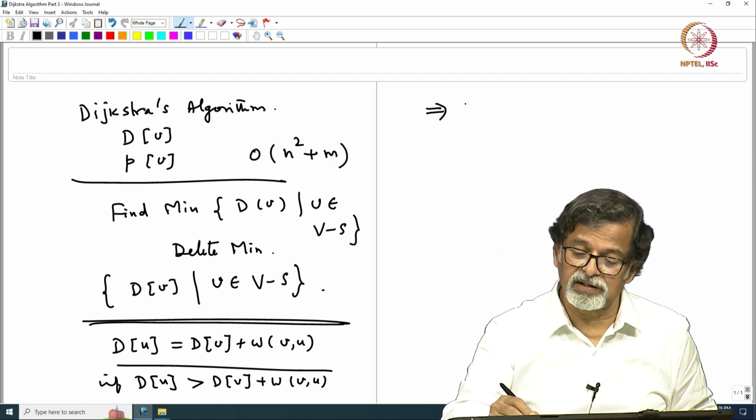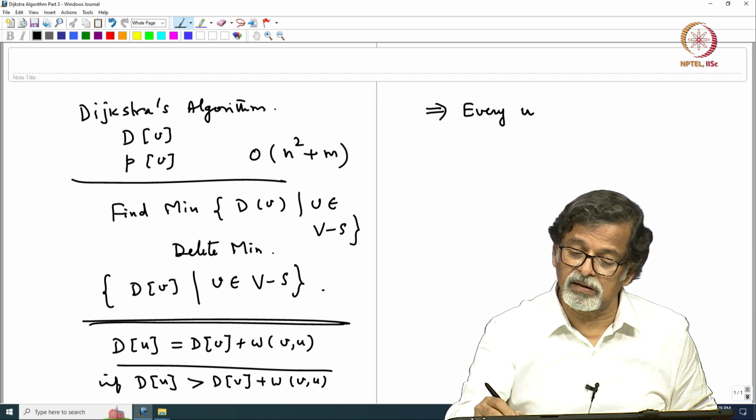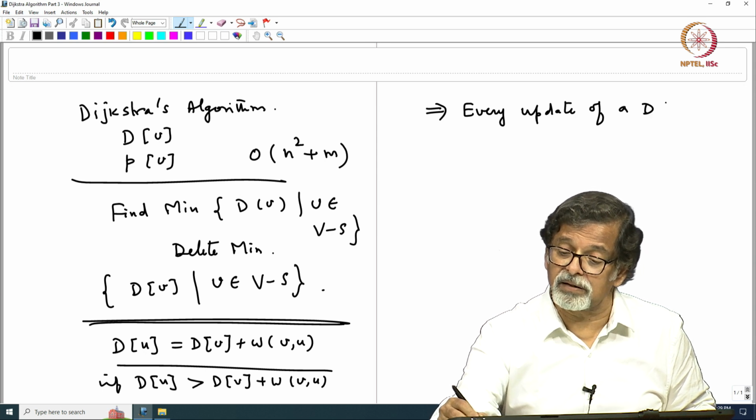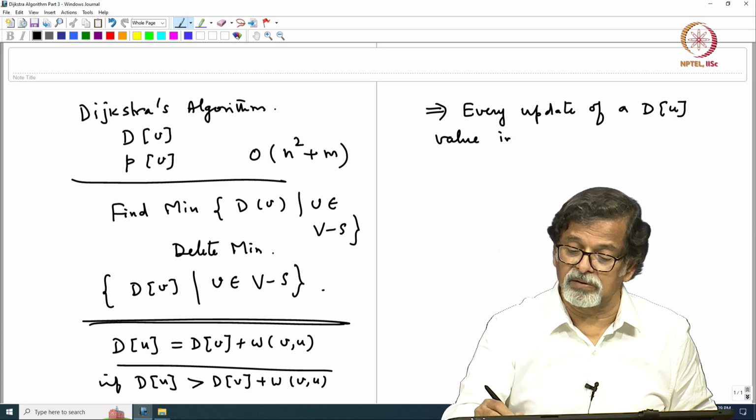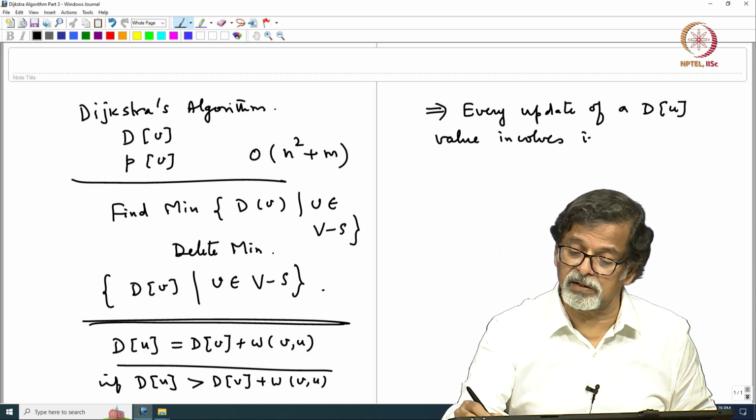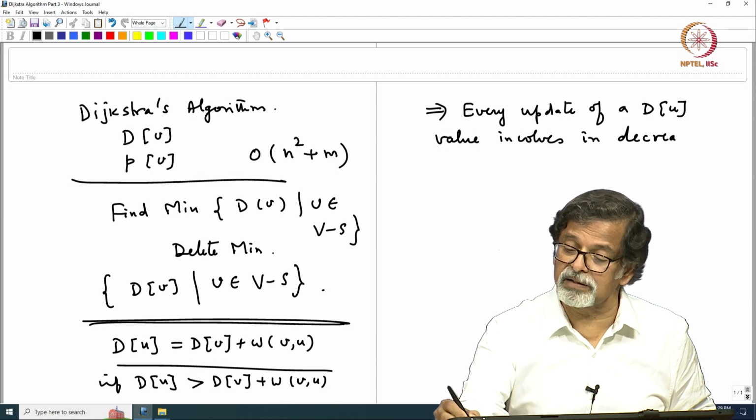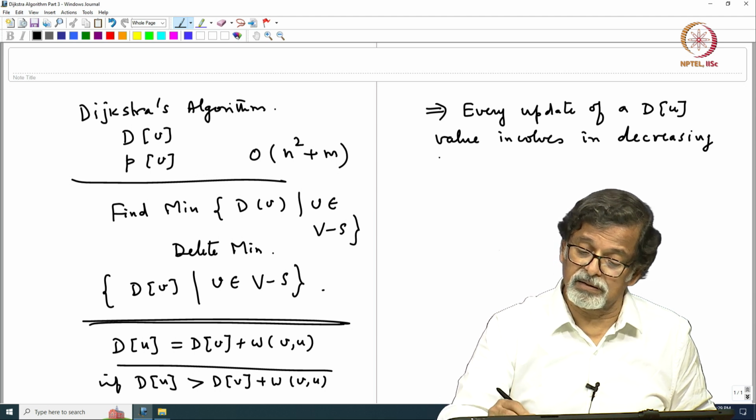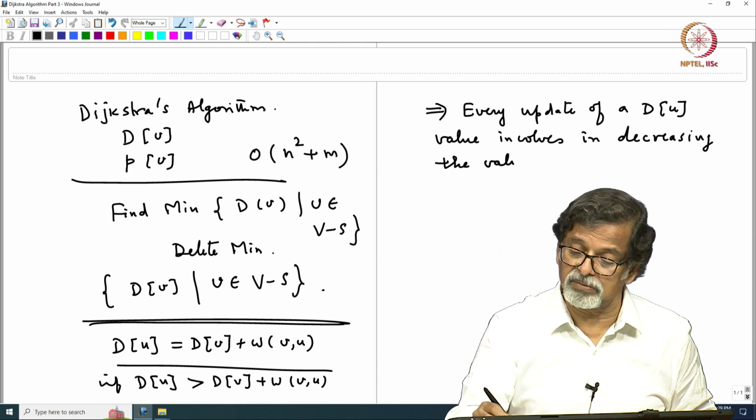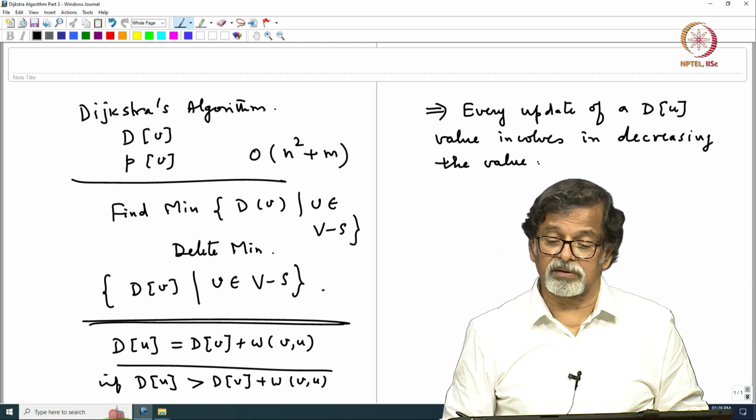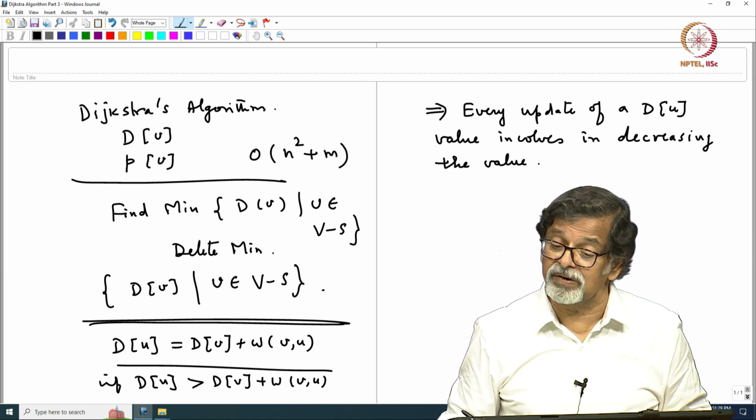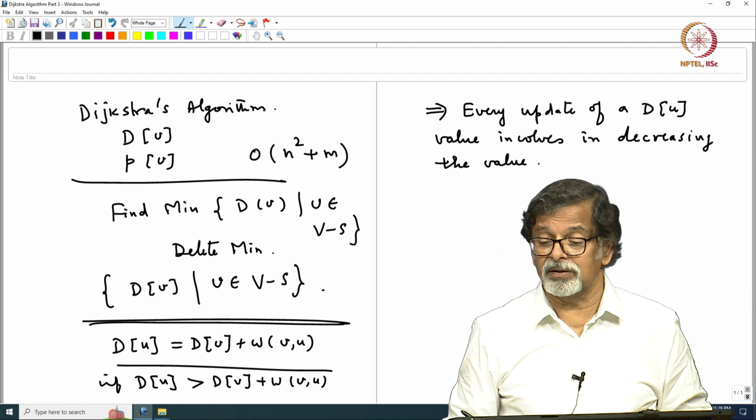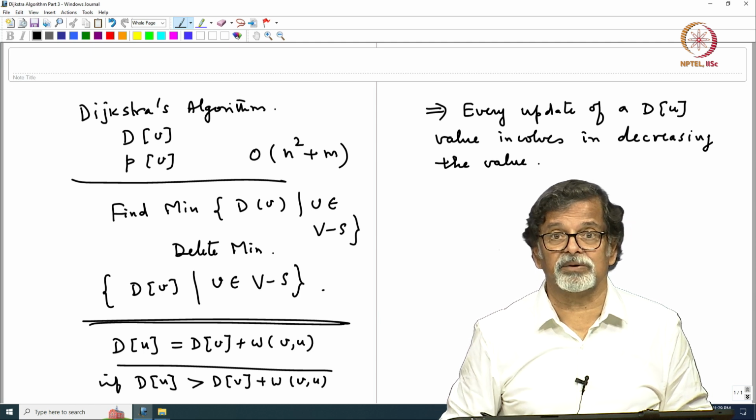This implies every update of a d of u value involves decreasing the value.